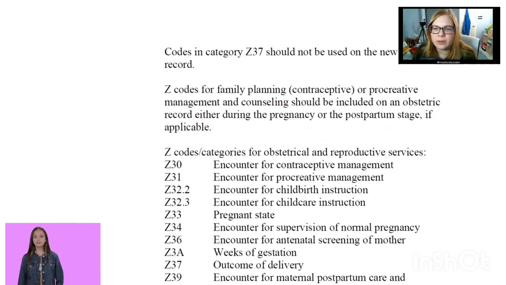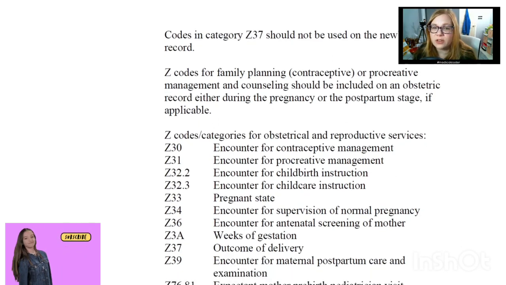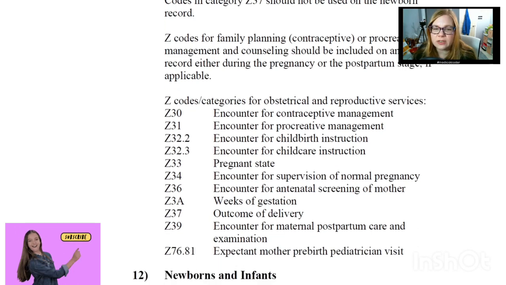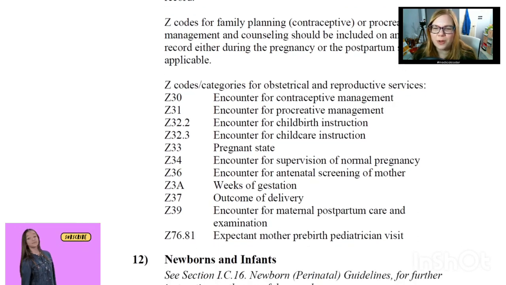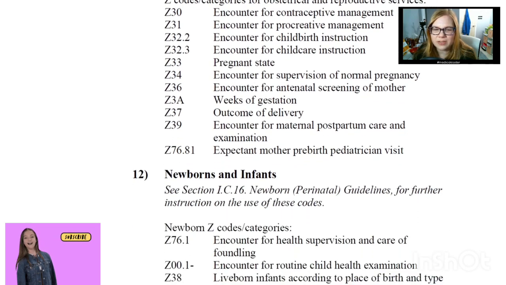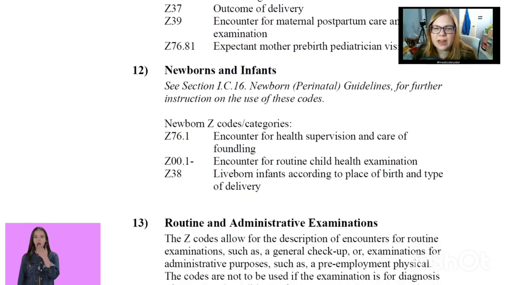Z codes for family planning or procreative management and counseling should be included on an obstetric record either during the pregnancy or postpartum stage, if applicable. And then here's the Z codes, mostly for the Z30 sections that involve childcare and procreative management, etc. Newborns and infants.